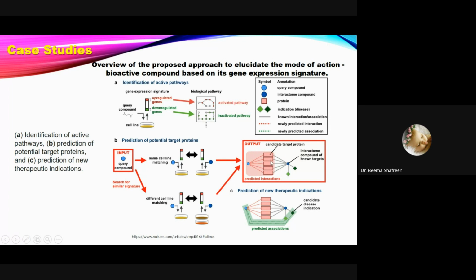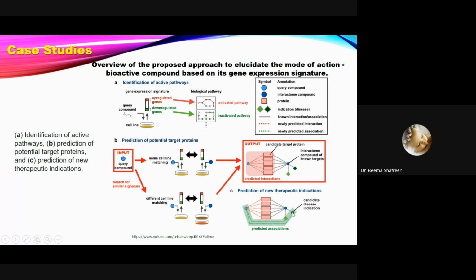The proteins that are involved in interaction can be predicted, and their interactomes can be ruled out, and finally the proteins involved in the disease can be studied. Indications of the disease can also be studied. And the next thing will be prediction of new therapeutic indications. So overall, you can see predicted associations which can lead to a disease indication can be taken.